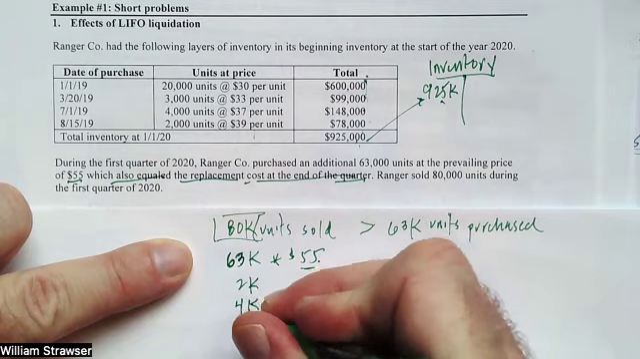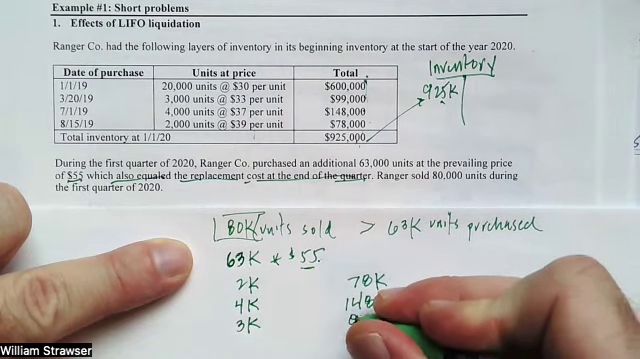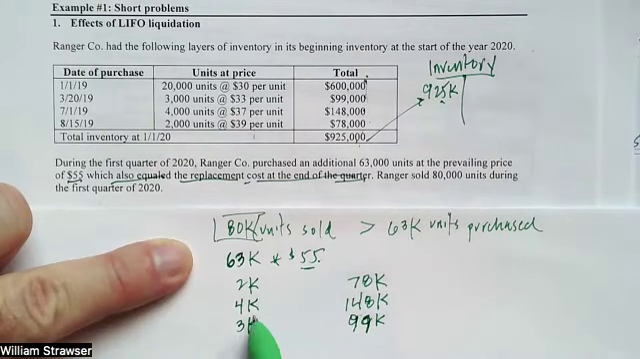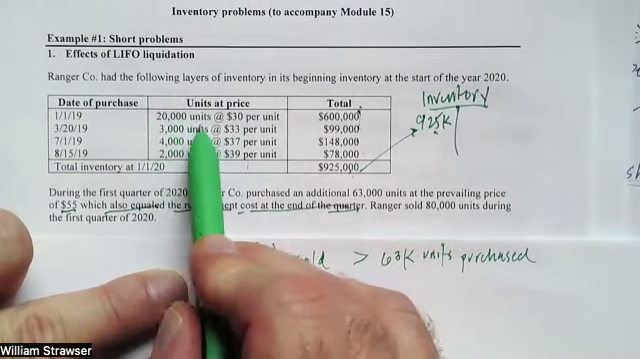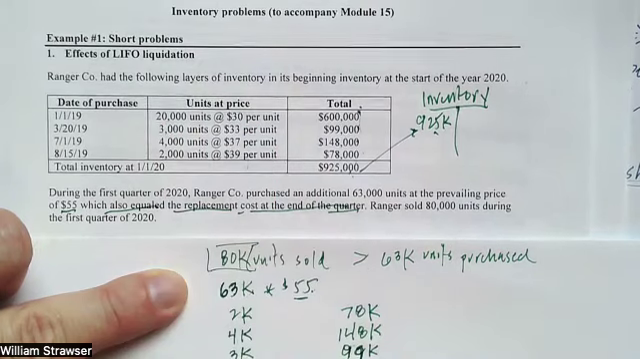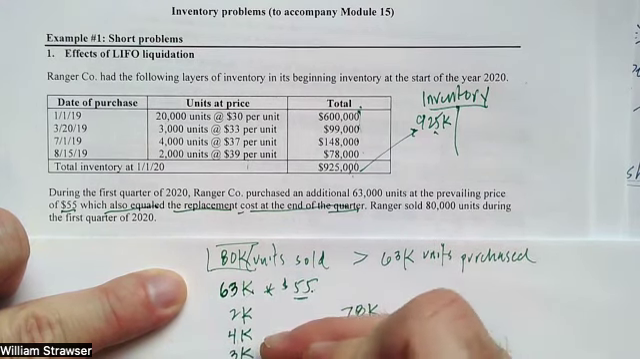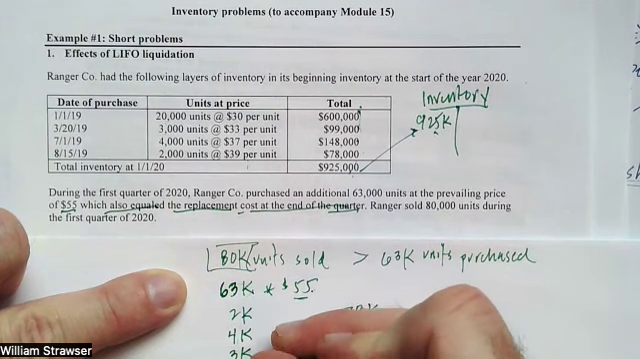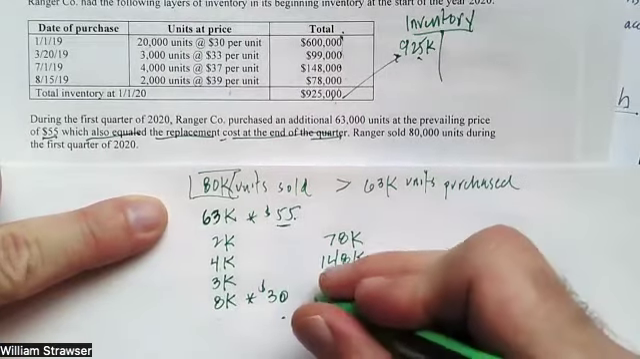I'm going to take the 3K. Those were at 99. So now I got 7,972. I need 8,000 more. And I'm going to take those from this first layer all the way back to the first of the preceding year. I said I need 8,000 more. 8,000 at 30 per unit. So that's going to give me 240,000.